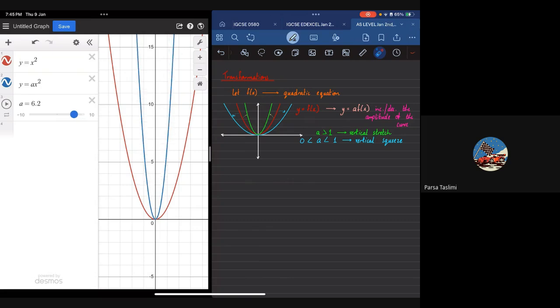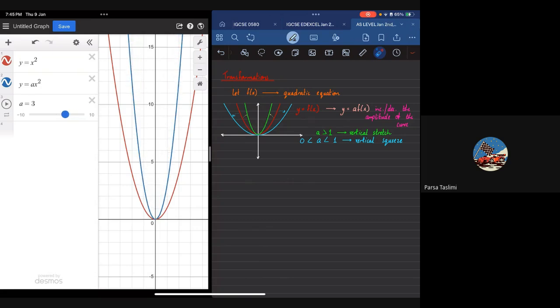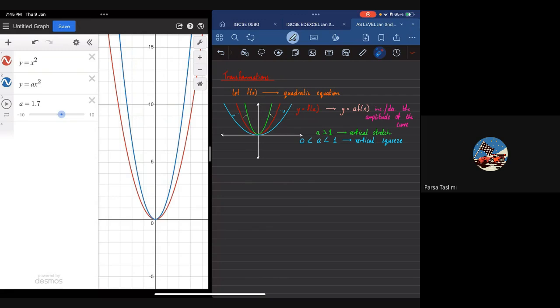But for x, it's like against the logic. For example, if I have f of x equals x squared and f of x equals 2x squared, it would be a horizontal stretch by scale factor half. Okay, I understand what you're talking about, Parsa. No issues.